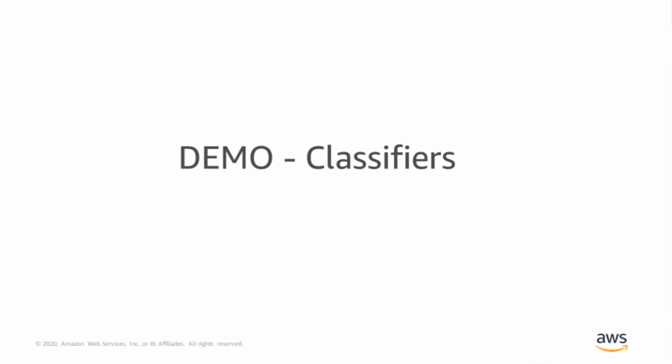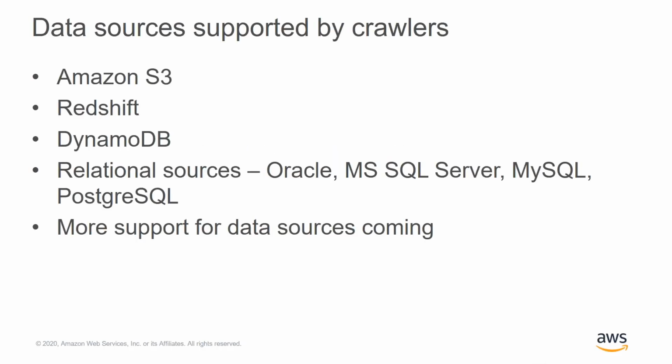So coming back to my demo here. All right, so we learned about classifiers, a basic demo on crawlers, how they create tables, some behavior of crawlers, and I have plenty more on crawler behavior. What kind of data sources are supported? Well, we have seen S3 in action, right? AWS Glue crawler can go and crawl a Redshift table, for example. In that case, it doesn't move the data to S3. Data can stay where it is, but a metadata table can be created inside the Glue catalog by that crawler. Same thing for DynamoDB. Relational sources, we support Oracle, SQL Server, MySQL, Postgres, and then we are adding more data sources as well.